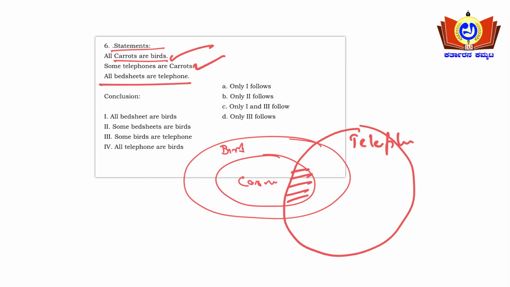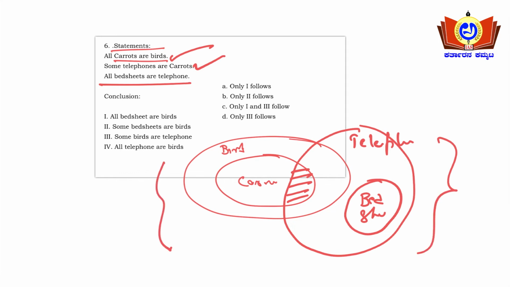All bed sheets are telephones here. All the bed sheets are telephones means somewhere there will be bed sheets here. So this is the possible diagram, my dear friends. Now we shall see the conclusions here. All bed sheets are birds. No, this is some bed sheets are birds, which means there might be a possibility, because they are telling that all bed sheets are birds. So hence it's not a possible option, my dear friends.